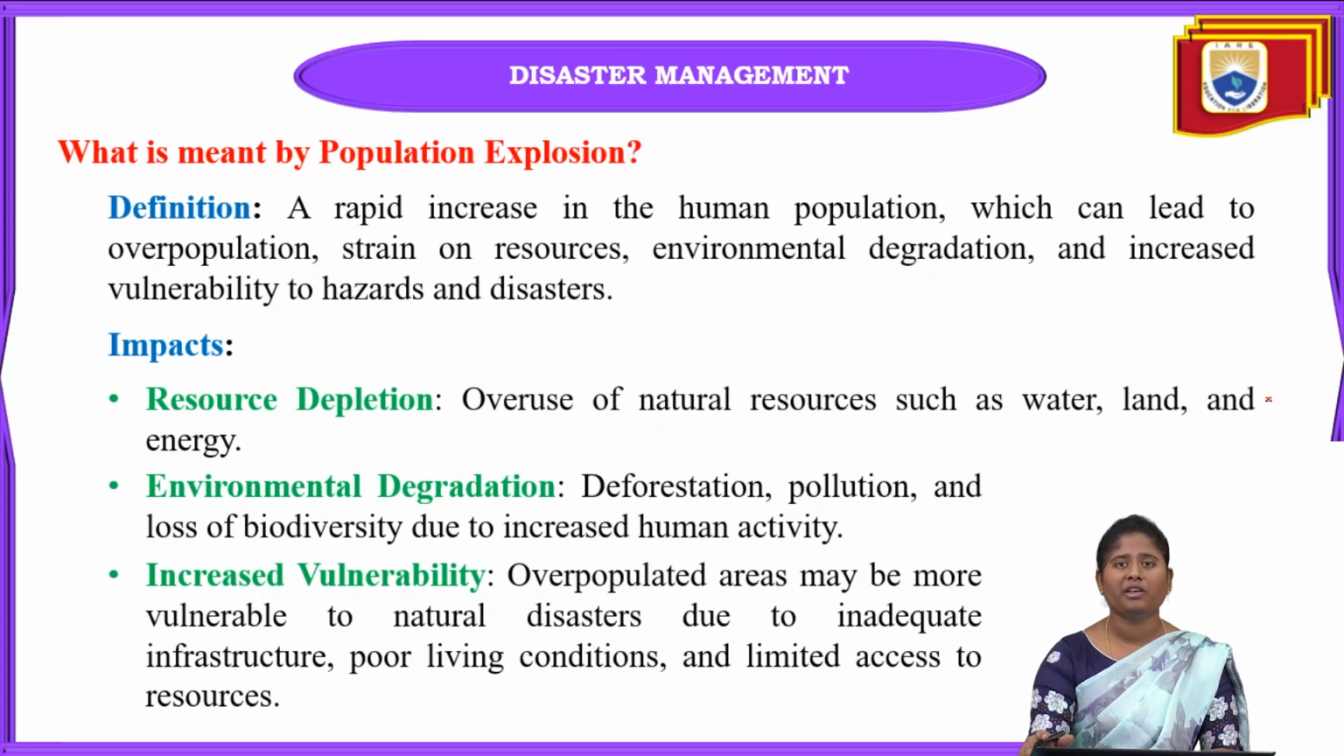And next one is environmental degradation, which can be caused by deforestation, pollution, and loss of biodiversity. This can be caused by the increase in human activities also. Next one is increasing vulnerability. Over polluted areas may be more vulnerable to natural disasters, because with over pollution there is a chance that natural disasters may occur frequently. Because of overpopulation, there are inadequate infrastructures or poor living conditions, and limited access to resources. So because of this population explosion, these are all the impacts we can face.